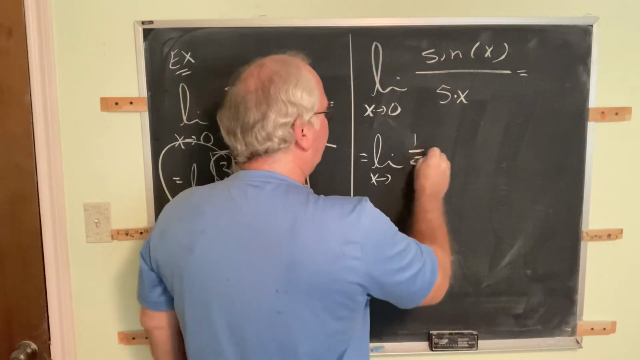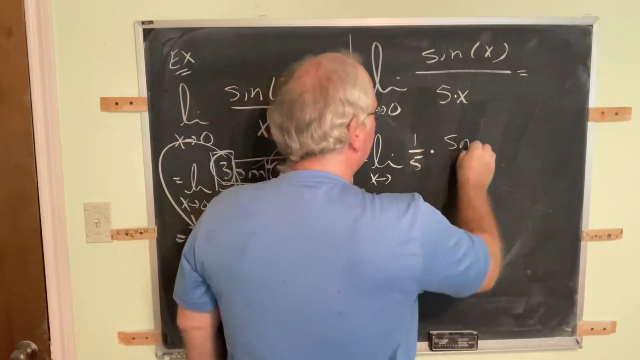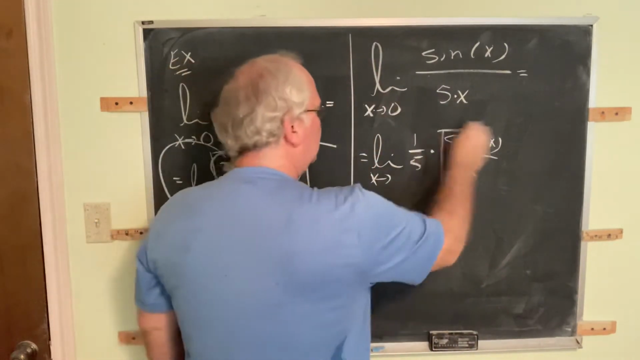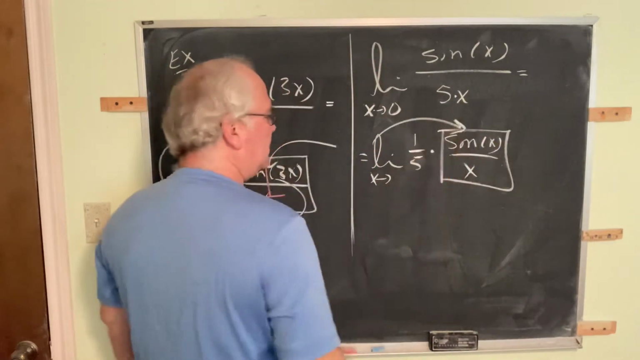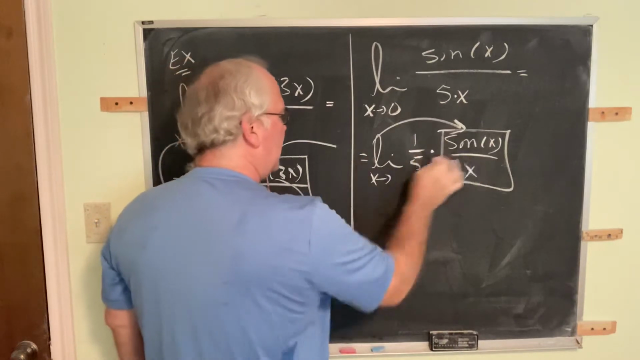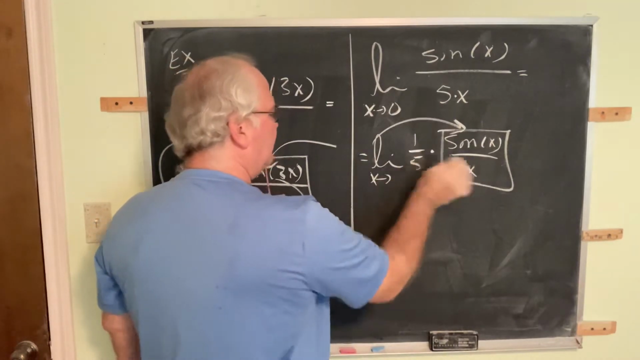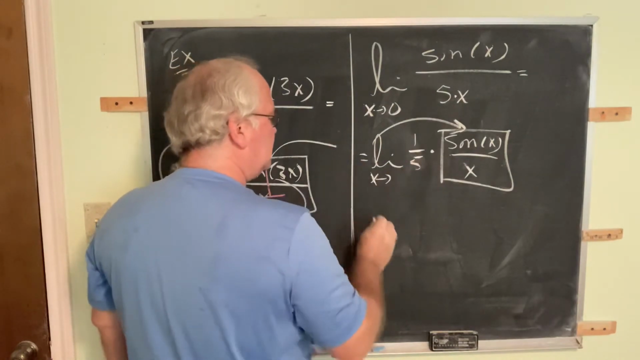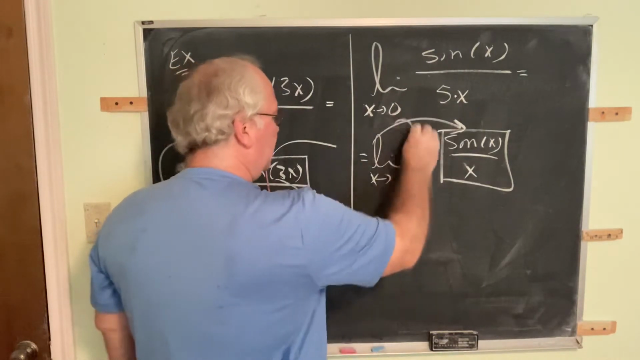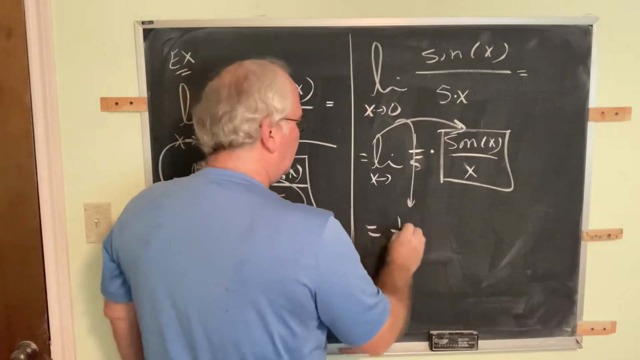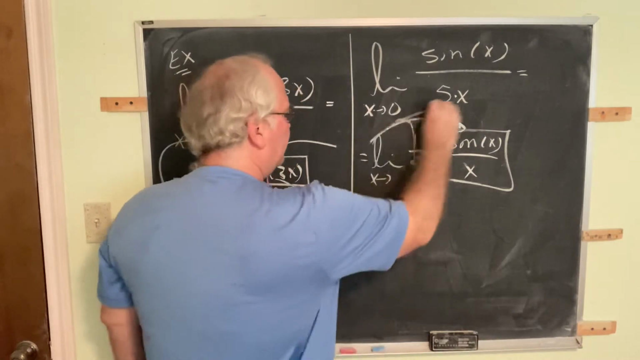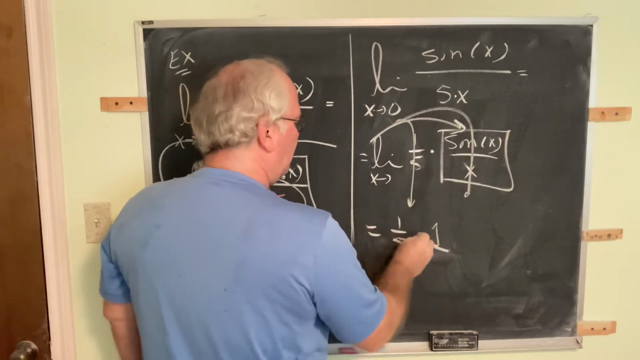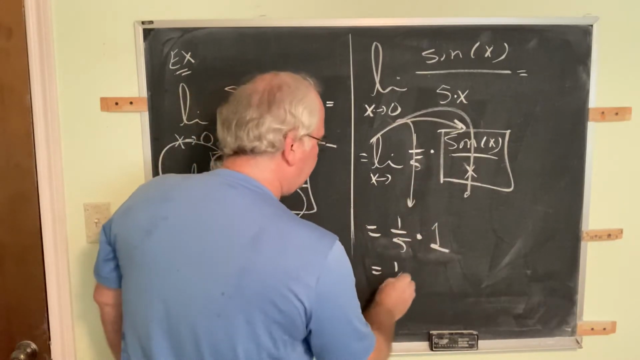This is 1/5 times sine of x over x. And now we do know how that behaves in the limit. We know the limit of the product is the product of the limits. And we know the limit of a constant is the constant. So the limit of this piece is 1/5. The limit of this piece is 1. They are multiplied together. That's equal to 1/5.